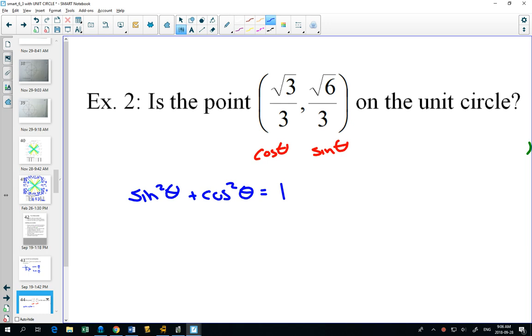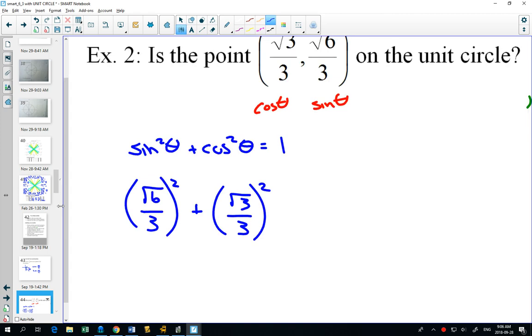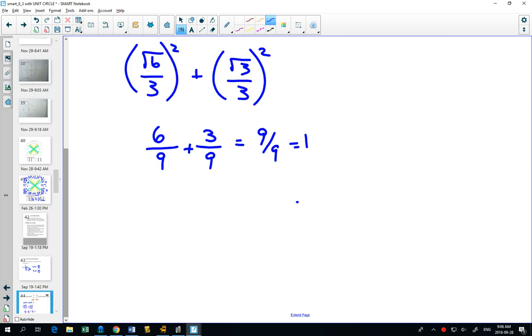And so we just need to check if I square sine and I square cosine, what does that equal? Now, I'm not going to make it equal to 1 yet, because that's what I want to check. But now if I square these, root 6 squared is 6, 3 squared is 9, plus 3 over 9 equals 9 over 9 equals 1. And we can make a statement.